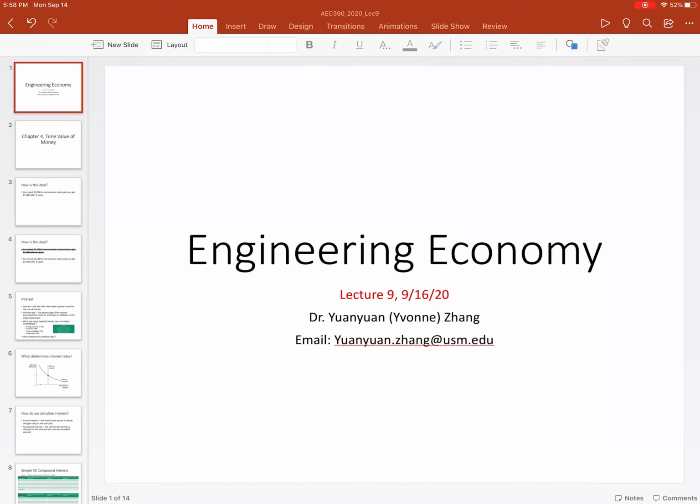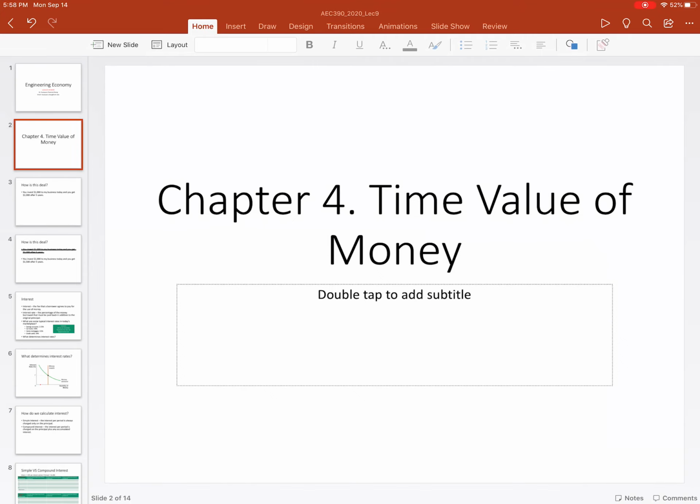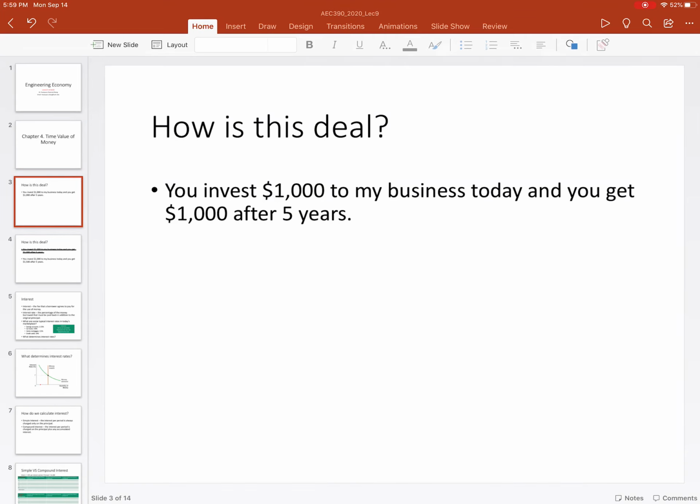Okay. So, chapter number 4, before we learn the cash flow diagram, we want to learn the idea of interest. And interest is the reason why money has time value, why the value of money changes over time. Okay, so at the beginning, I want you to look at this example.